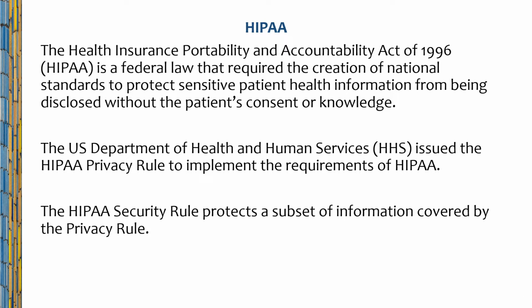What is HIPAA? The Health Insurance Portability and Accountability Act of 1996 is a federal law that requires the creation of national standards to protect sensitive patient health information from being disclosed without the patient's consent or knowledge. The U.S. Department of Health and Human Services issued the HIPAA Privacy Rule to implement the requirements of HIPAA. The HIPAA Security Rule protects a subset of information covered by the Privacy Rule.